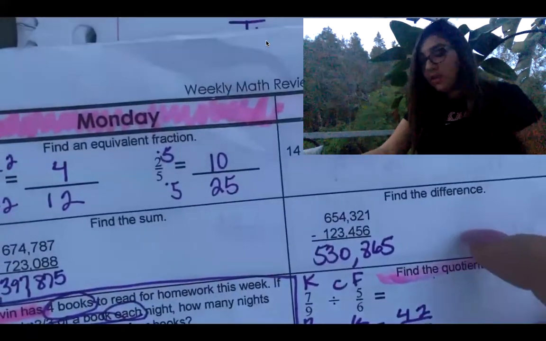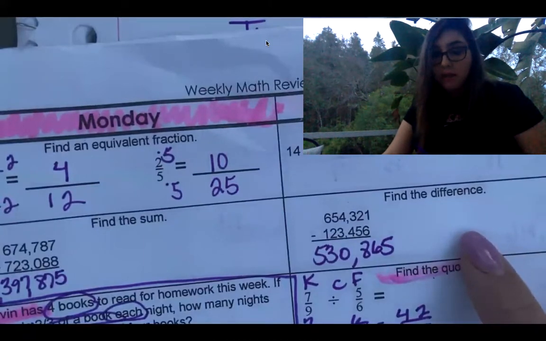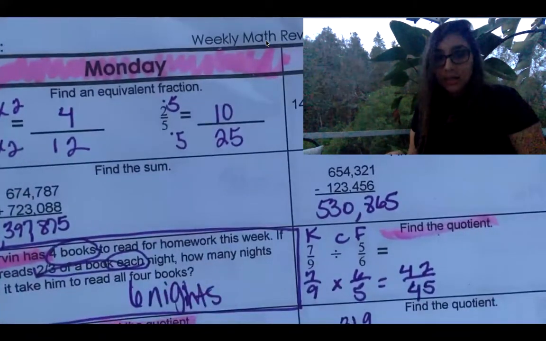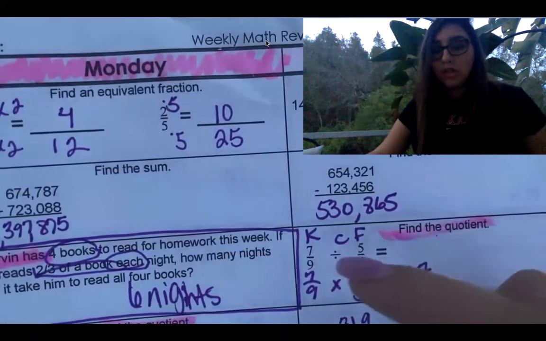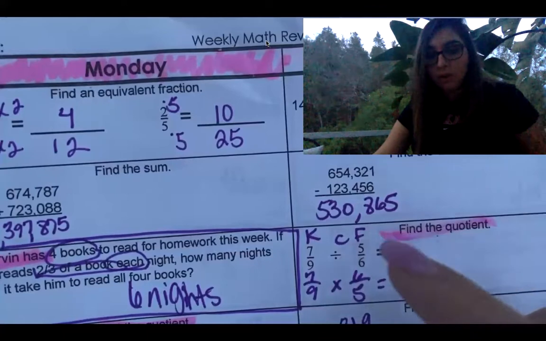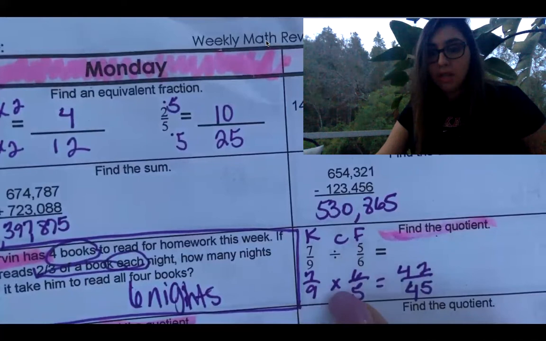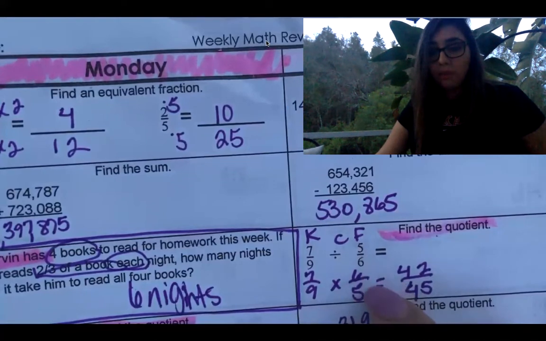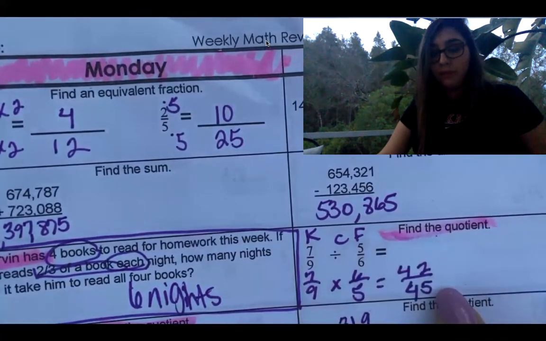Okay, find the difference. That's easy as well, 530,865. Finding the quotients, we've been practicing some of these in class. This one is a fraction divided by a fraction. And I just use my KFC method, my standard algorithm. So 7 over 9 stays the same. Change this to a multiplication. And I flip the fraction, so 6 over 5. And then my answer is 42 over 45.